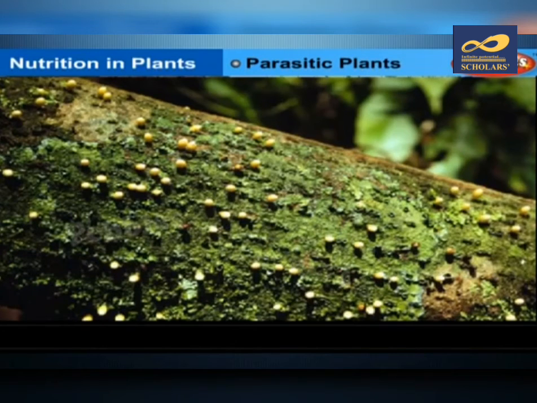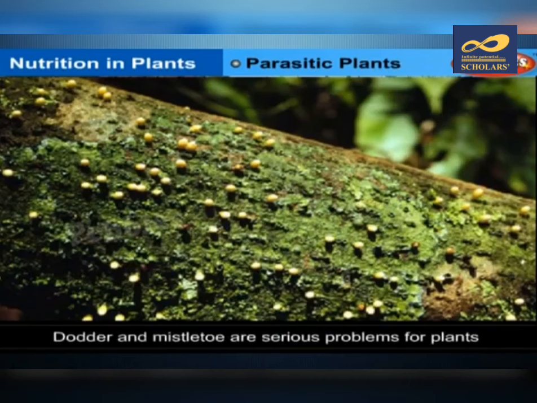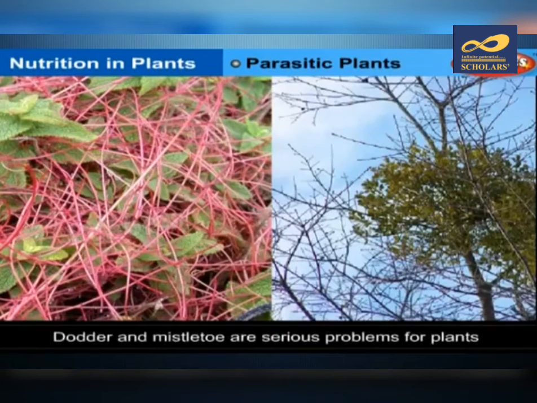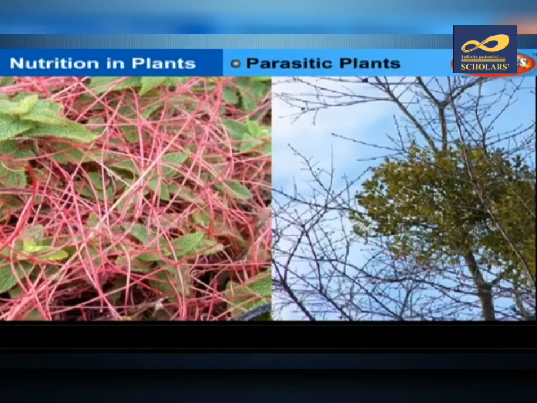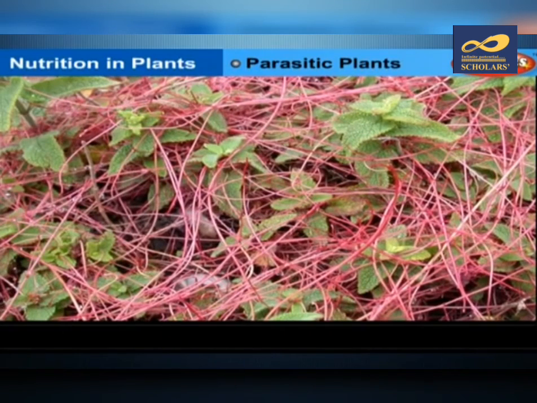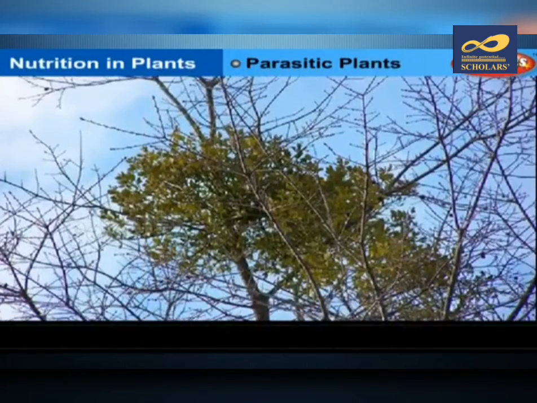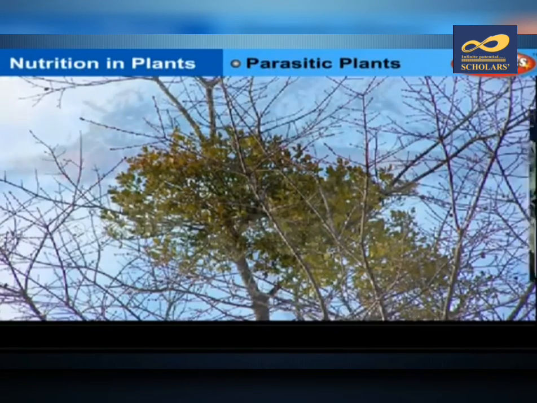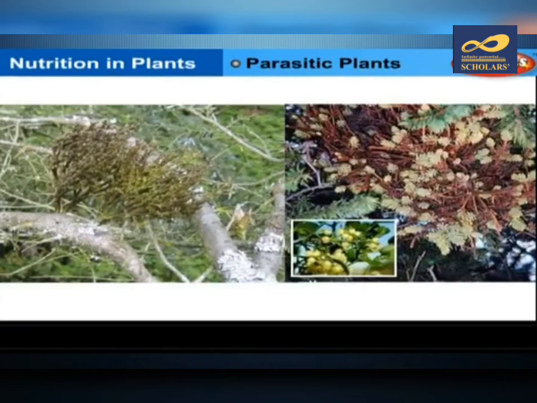Parasitic plants do cause harm to the host plant. Dodder and mistletoe are serious problems for plants. Dodder can cover woody plants and cause heavy damage to certain economically important crop plants. Mistletoe can become so abundant on a tree that most of the foliage is of the parasite and not of the host. Scientists believe that parasitic plants rarely, perhaps never, kill the host plant so that the parasite can continue to live off the host.